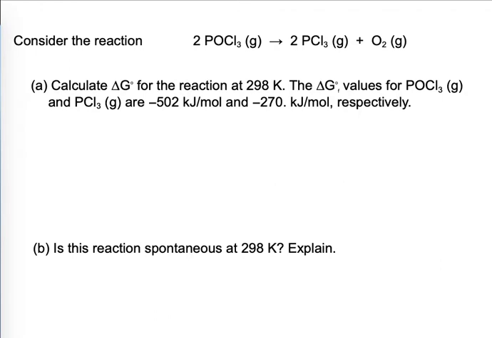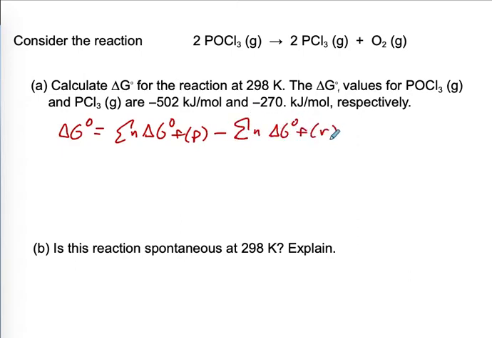Finally, let's consider the third method. We've got 2 moles of phosphorus oxychloride, POCl3, reacting to form 2 moles of phosphorus trichloride, PCl3, plus O2, all in the gas phase. Calculate delta G for the reaction given the standard free energies of formation of phosphorus oxychloride and phosphorus trichloride. Well, we will use our equation delta G naught equals the sum of the standard free energies of formation of the products minus the sum of the standard free energies of formation of the reactants, each multiplied by their stoichiometric coefficients.